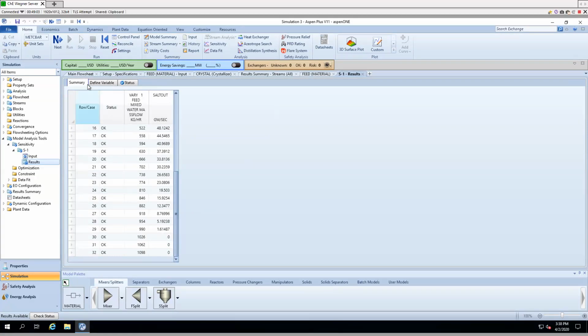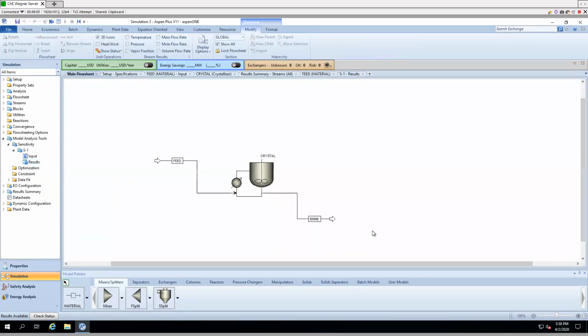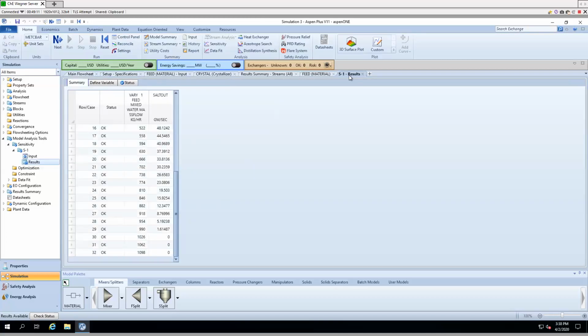So if in our system, our goal was to dissolve all of the salt without wasting any water, we would pick a water flow between 990 and 1026 kilograms per hour of water. I think that would be between 275 and 285 grams per second of water.